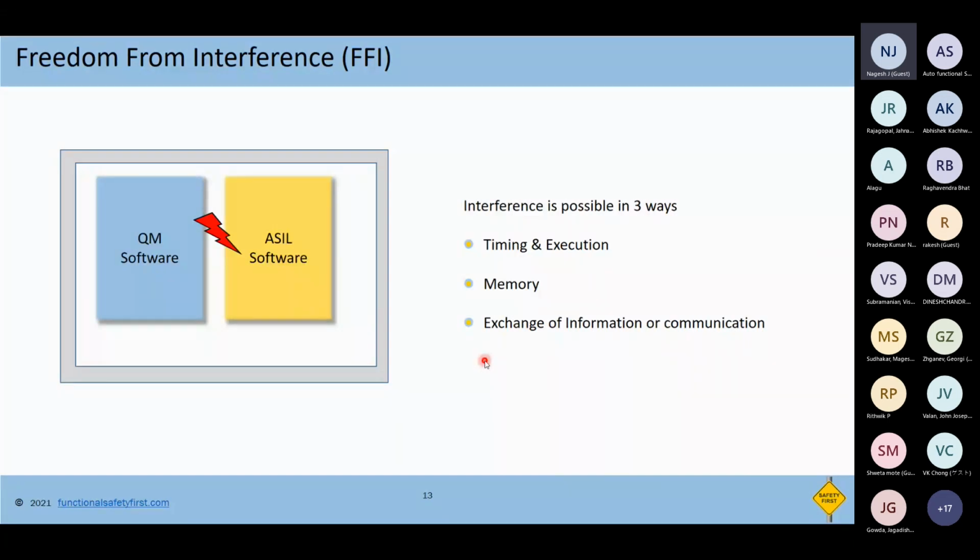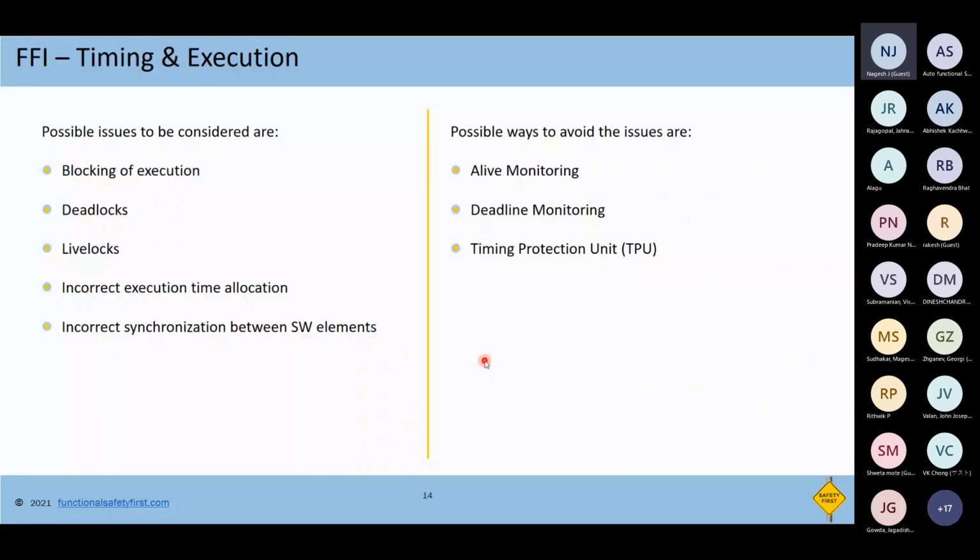Now, when we talk about freedom from interference, the standard talks about three possible ways in which interference could happen. One is timing and execution, the other is memory, and the third aspect is exchange of information or communication. So freedom from interference should be ensured in all these three aspects. If you can go to the next slide, please, Sridhar.